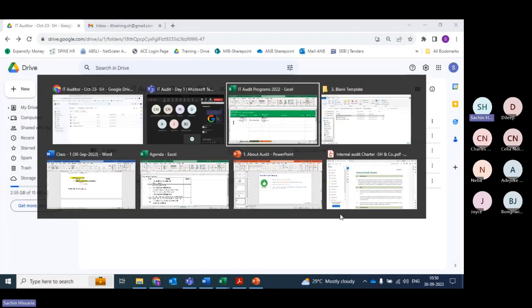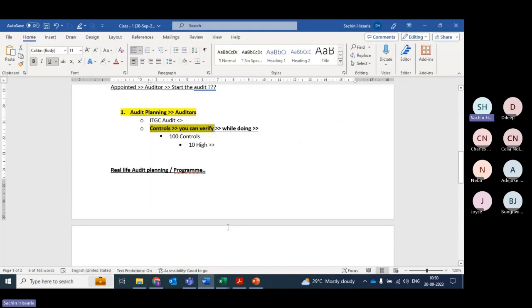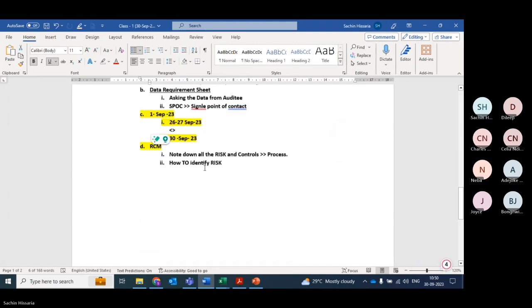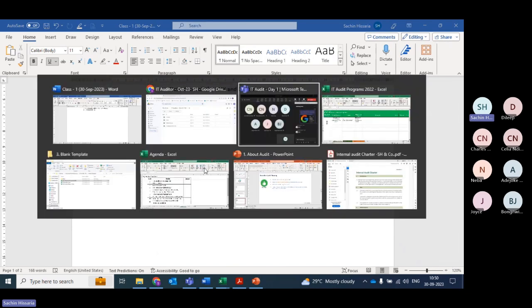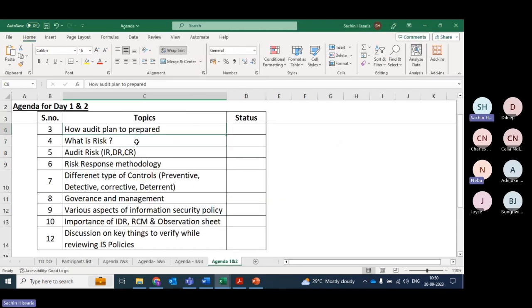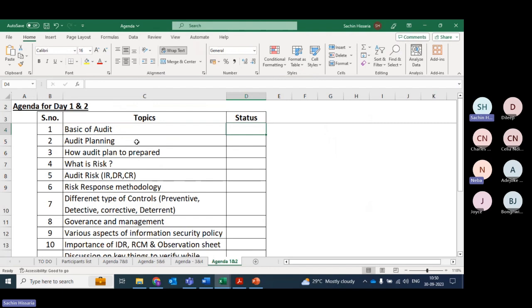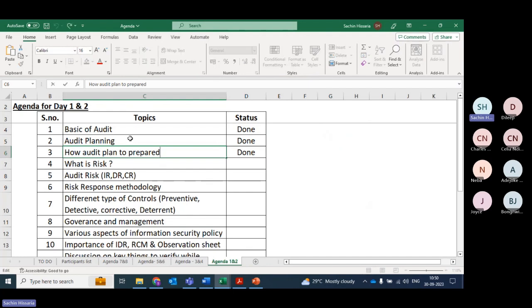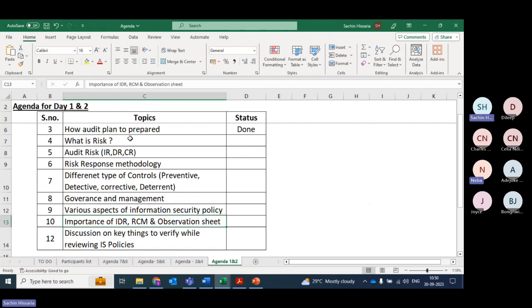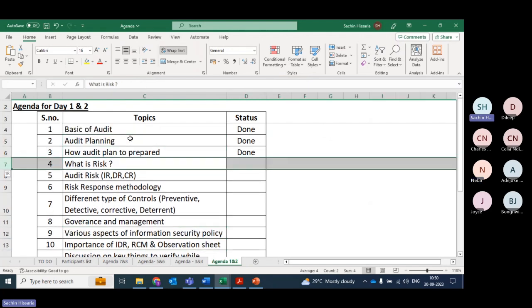Let's start. So guys, we had discussed IDR and RCM. Now we'll discuss a very important topic, which is risk. What we have discussed till now are the basics of audit and audit planning, and how this audit planning is prepared, from the organization's perspective. Now I will tell you about risk.